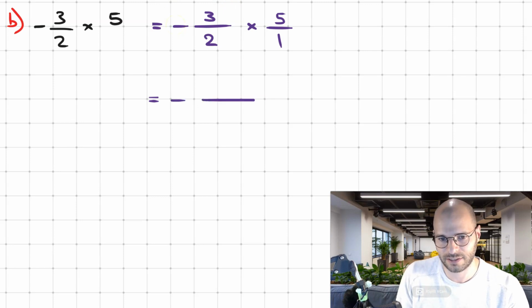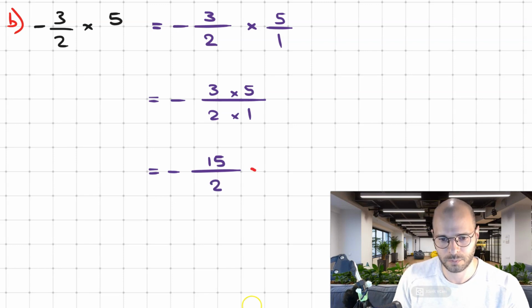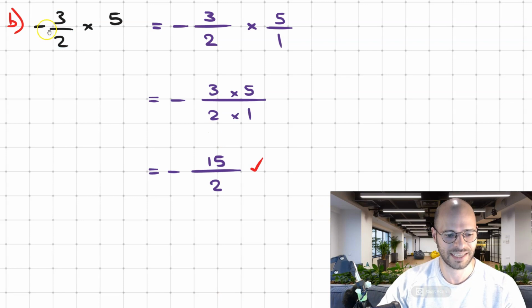I now draw an extended vinculum. My numerators are 3 and 5. They're multiplied together. My denominators are 2 and 1. They're multiplied together. I now do the multiplication. Negative stays at the front. I haven't done anything with it. I draw my vinculum. 3 5s are 15. 2 1s are 2. Therefore, the simplification of negative 3 over 2 times 5 is negative 15 over 2.